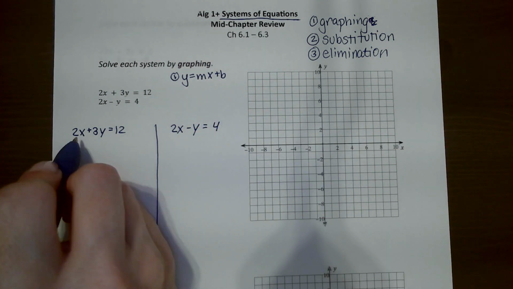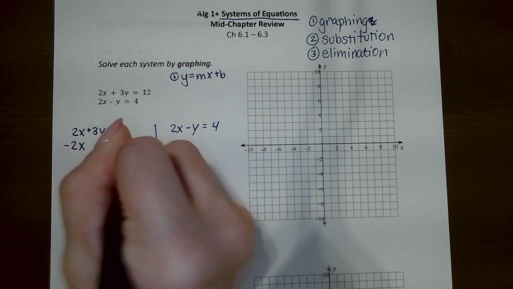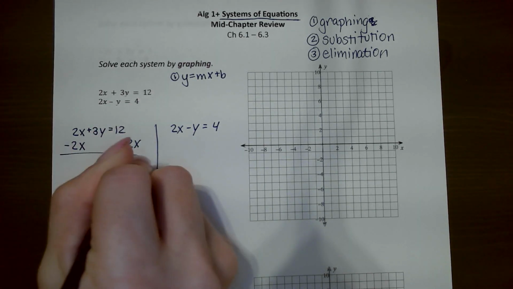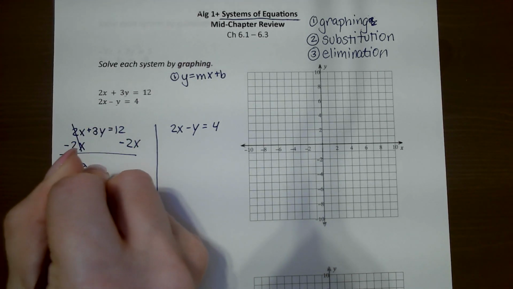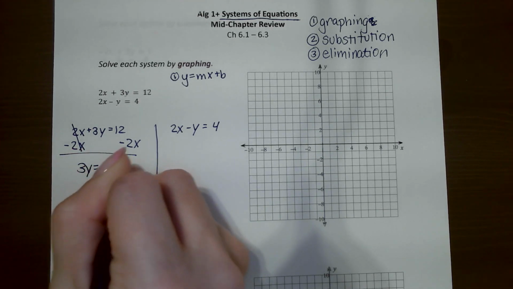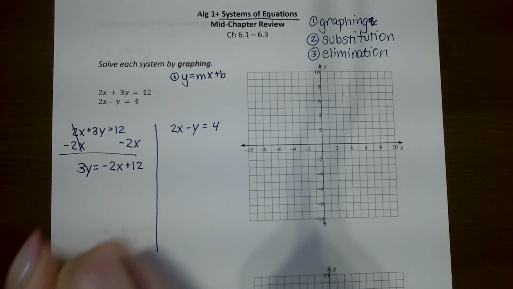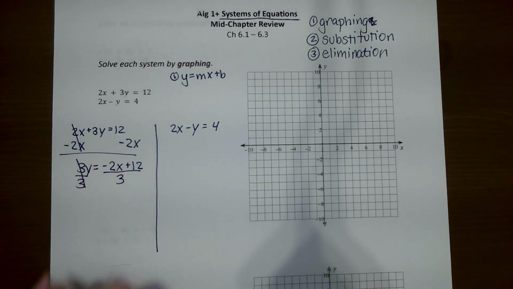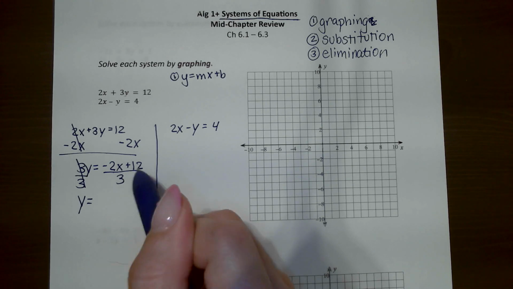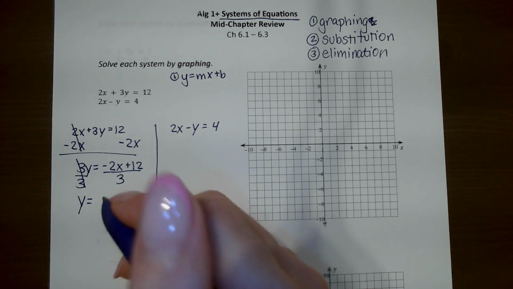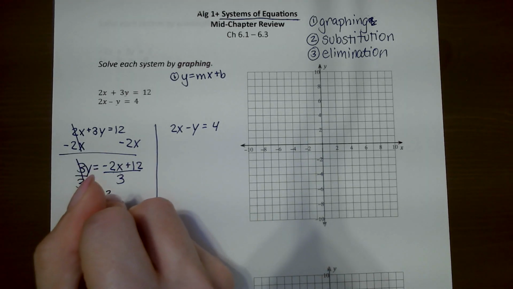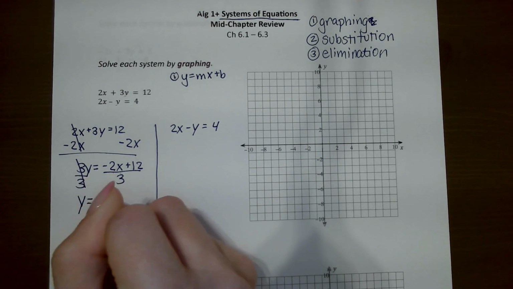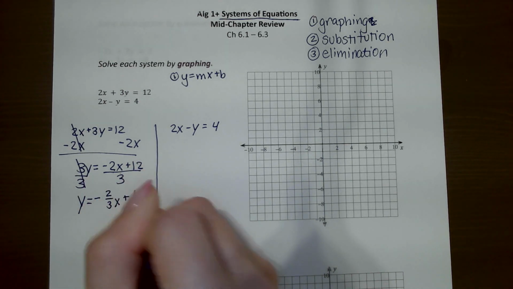So let's start over here. We're going to first subtract 2x from both sides. That gives us 3y equals negative 2x plus 12. Now we're going to divide both sides by 3. That cancels it out and gets the y alone like we were trying to do. But remember, when you divide by 3, you're dividing both terms on this side of the equation. So this becomes negative 2/3 x, and this becomes plus 4.